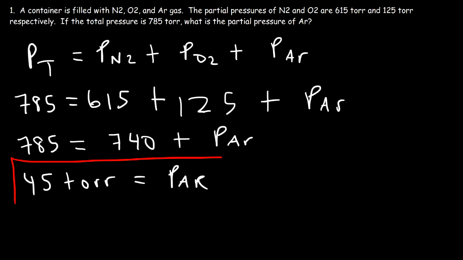And so this question wasn't that bad. It's very easy to find the partial pressure of a gas if you know the partial pressures of all the other gases and if you know the total pressure.